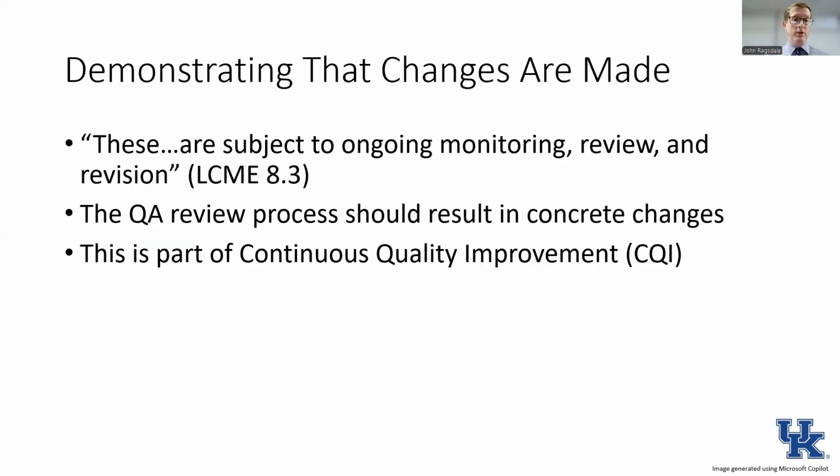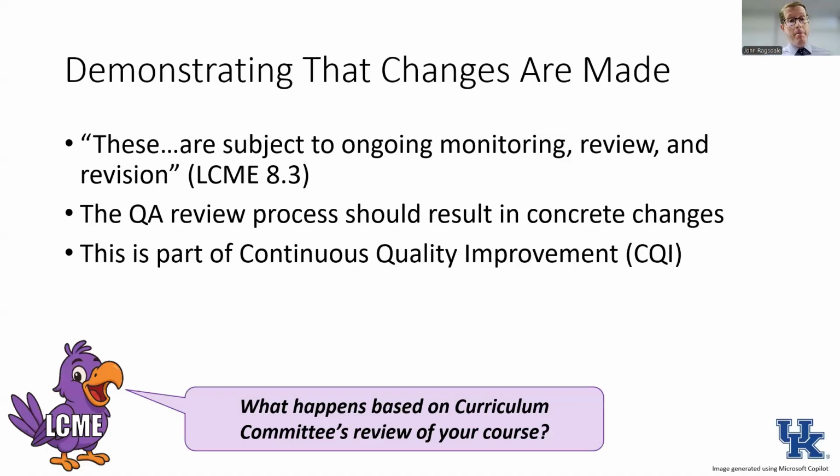It should result in changes that the next time the course happens or for the next academic year. And the term that LCME uses for this is continuous quality improvement. This is one of those acronyms that we talked about in the first episode. So that CQI is constantly making changes, making iterations to the course, and making improvements based on the reviews that are happening. So I can imagine an LCME site visitor asking, what happens based on curriculum committee's review of your course? And so thinking about, how would you answer a question like that? How would you describe how you would make changes based on curriculum committee's review?